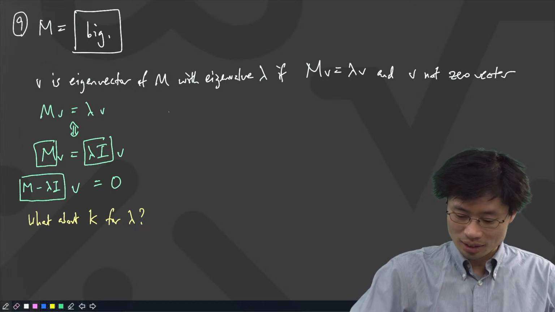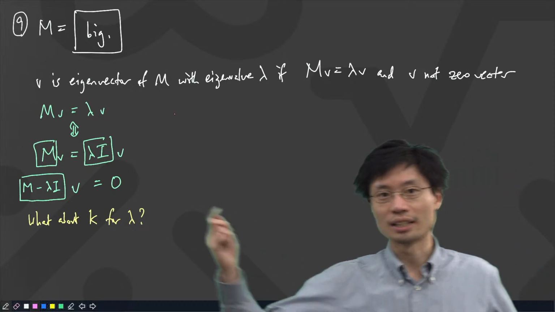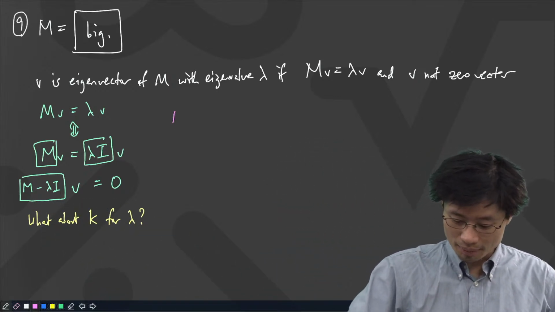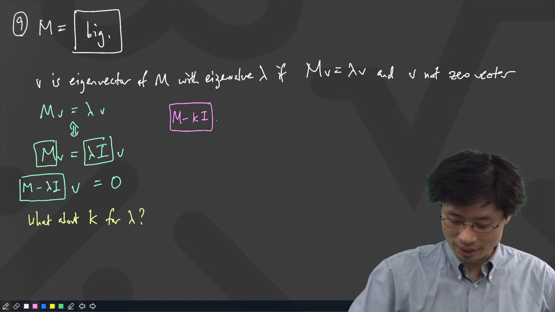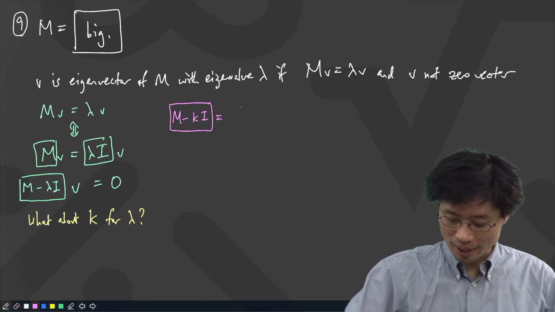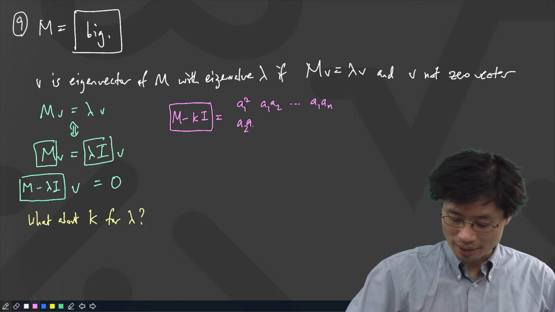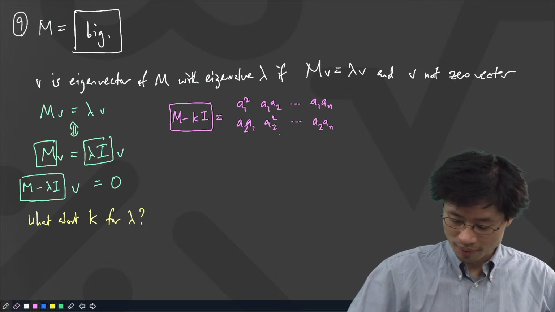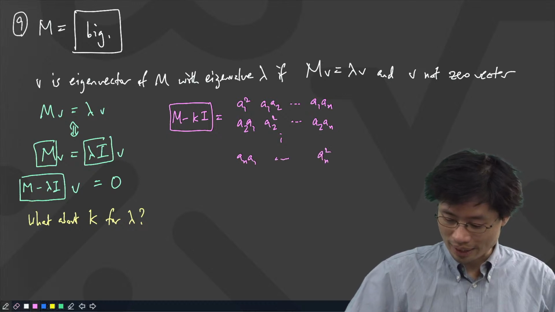Well, let's try. So if I subtract k times I, then I get this M minus k times I. That's a square matrix equal to, well, we have a1 squared, a1 a2, dot dot dot, a1 an, then a2 a1, a2 squared, dot dot dot, a2 an, all the way down to an a1, dot dot dot, an squared.